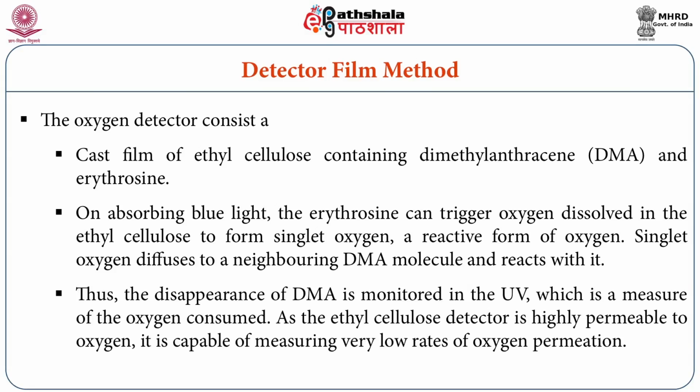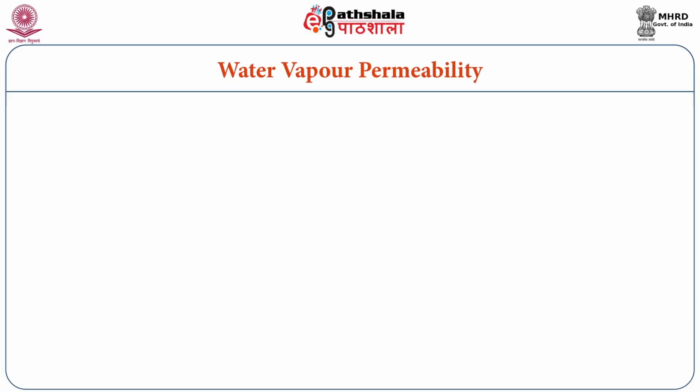The disappearance of DMA is monitored in the UV, which is a measure of oxygen consumed. As the ethyl cellulose detector is highly permeable to oxygen, it is capable of measuring very low rates of oxygen permeation. Now, we will discuss water vapor permeability.